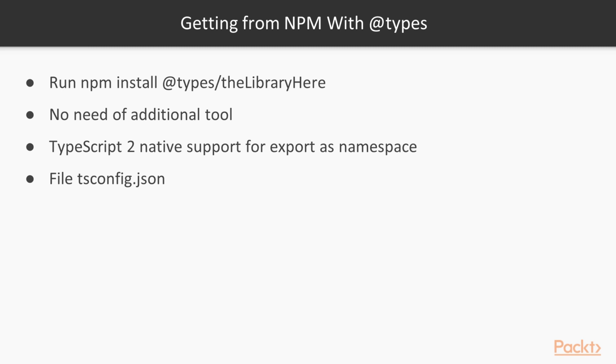Another difference is that @types supports export as namespace, which is supported natively by TypeScript 2. You can optionally have an entry inside tsconfig to specify which types to include. If not mentioned, it includes every @types package from node_modules.